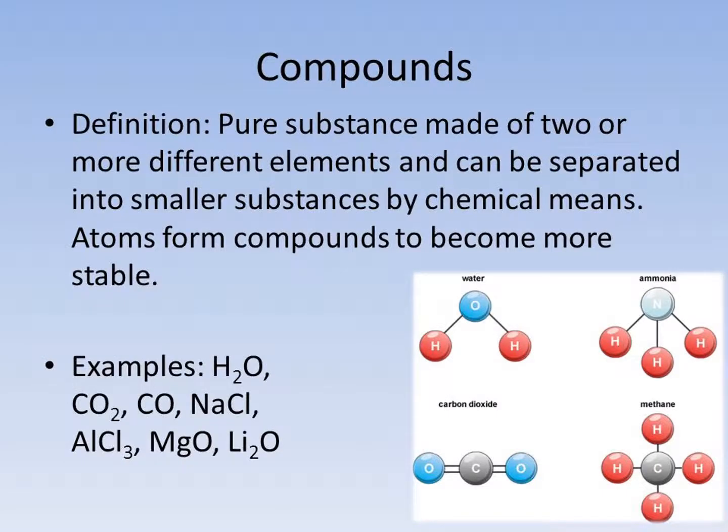Compounds. A compound is a pure substance which is made of two or more different elements and can be separated into smaller substances by chemical means. Atoms form compounds to become more stable. Examples are hydrogen oxide, that is called water, carbon dioxide, carbon monoxide, sodium chloride, aluminium chloride, magnesium oxide, lithium oxide.